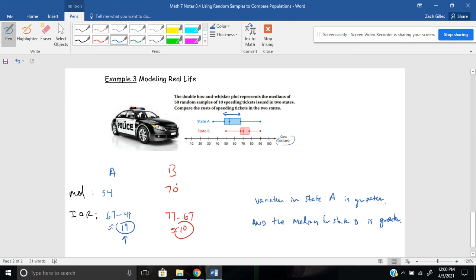This median is 70 compared to this median is 54. So this has more variation, but this is a greater median. So we can conclude that the cost of speeding tickets vary more in state A. So there's a lot more variability in state A. But generally speaking, in state B, they cost more. Okay, they're definitely further to the right. State B speeding tickets generally cost more. And we can conclude this because, look here, we have 50 random samples, and that should be valid data there.